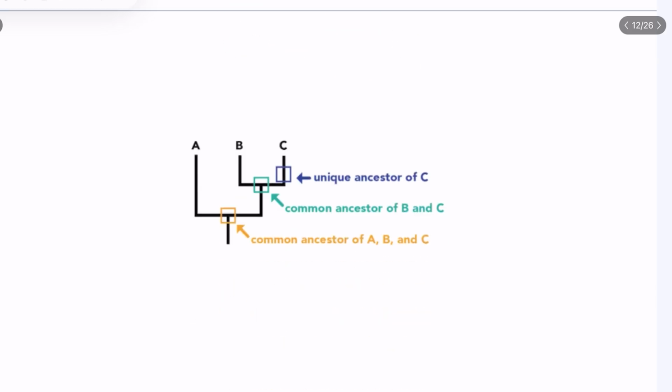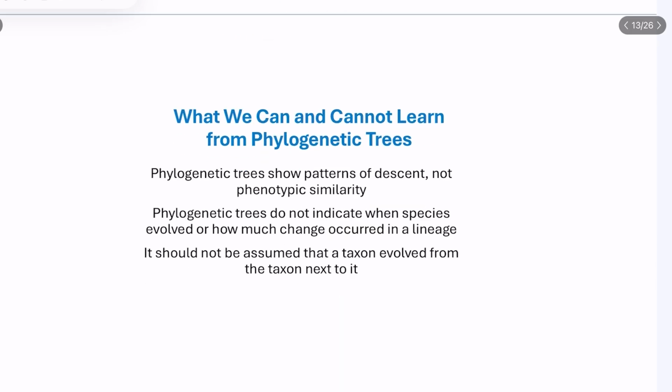Here you can see A, B, and C. These are three taxa. These characters are only unique to C. This point is the common ancestor of both B and C, and this is the common ancestor of A, B, and C. So this is how to analyze the different parts of a phylogenetic tree.